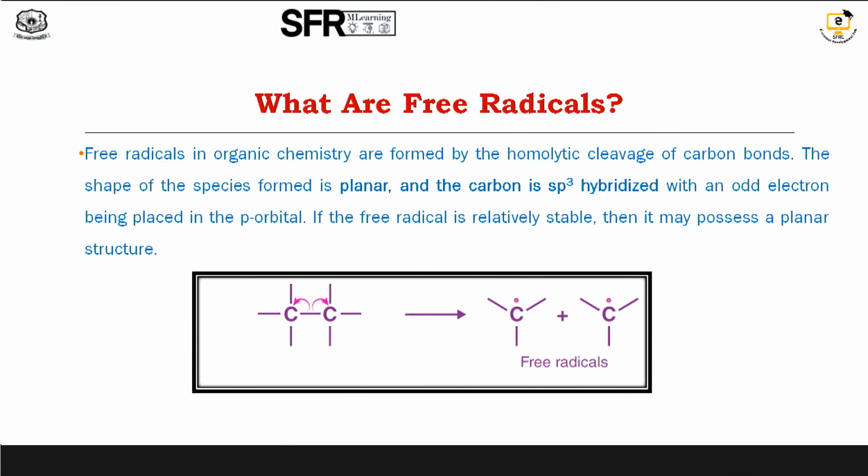Next we will move on to the next intermediate, free radicals. Free radicals in organic chemistry are formed only by homolytic cleavage of carbon bonds, and the shape of the species formed is always planar. The hybridized state is sp3 with the odd electron placed in the p orbital. If the p orbital is relatively stable, it may possess a planar structure like this. Here the fish hook arrow is like that of homolytic cleavage, and we will get two free radicals after the homolytic cleavage.